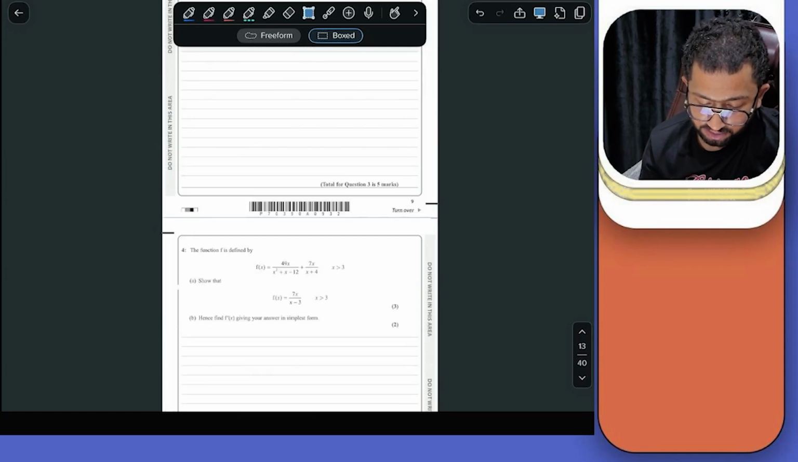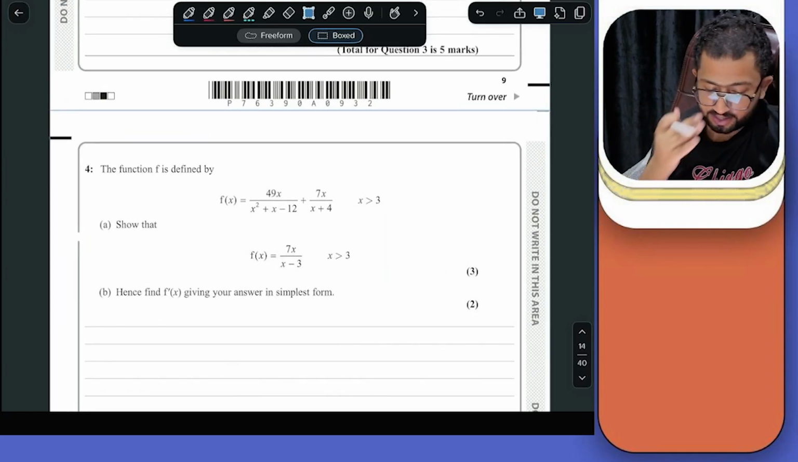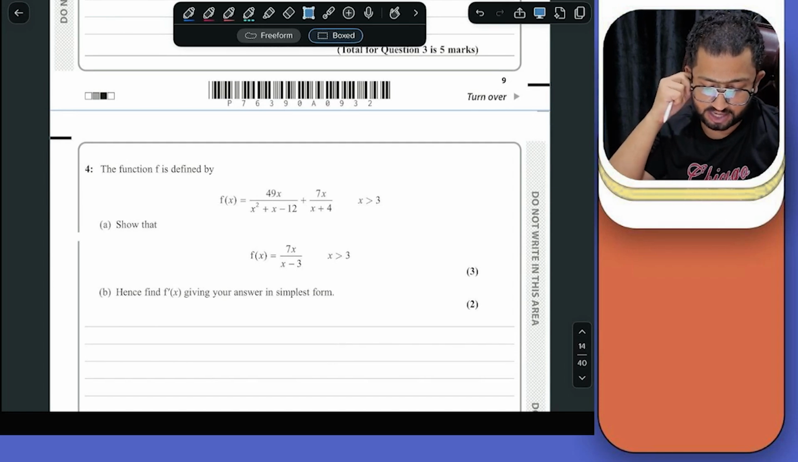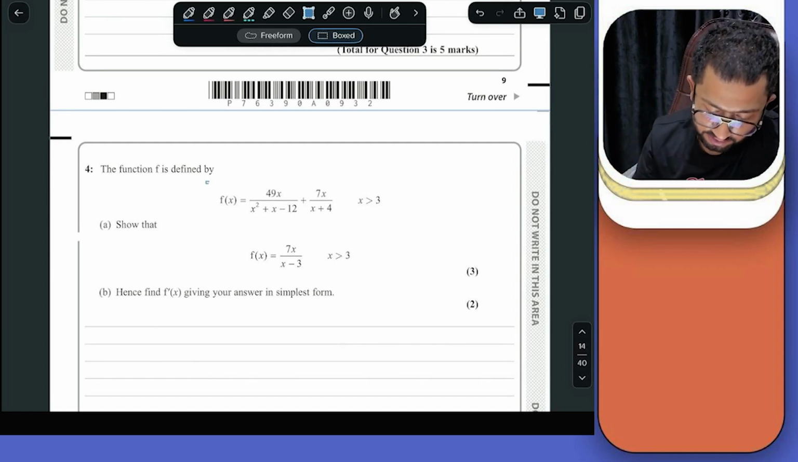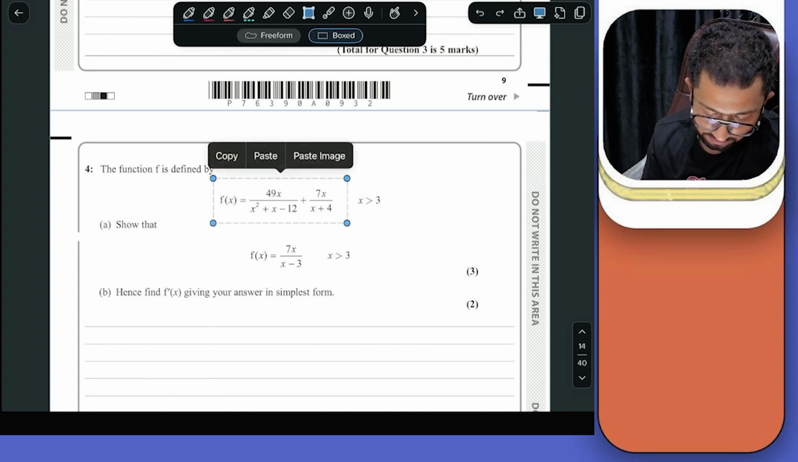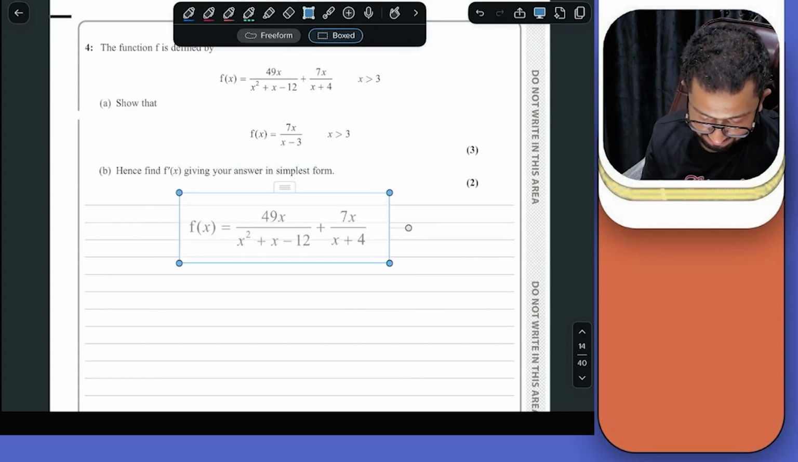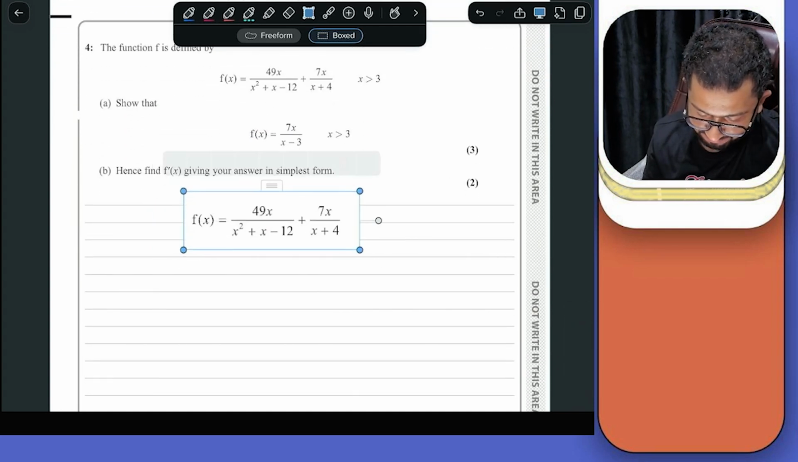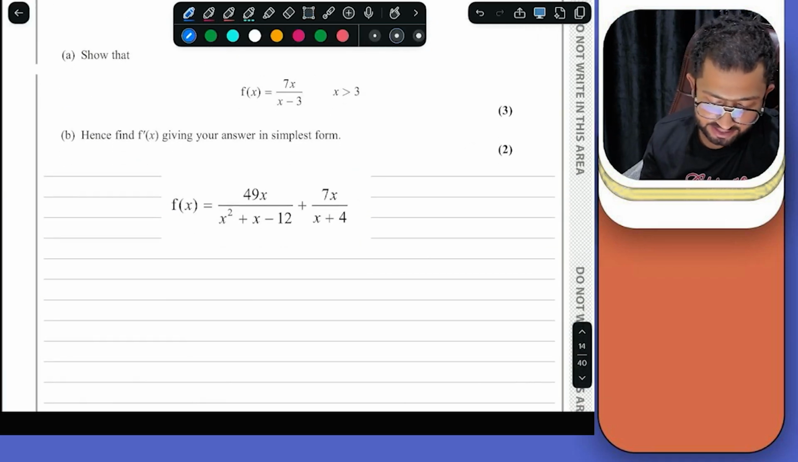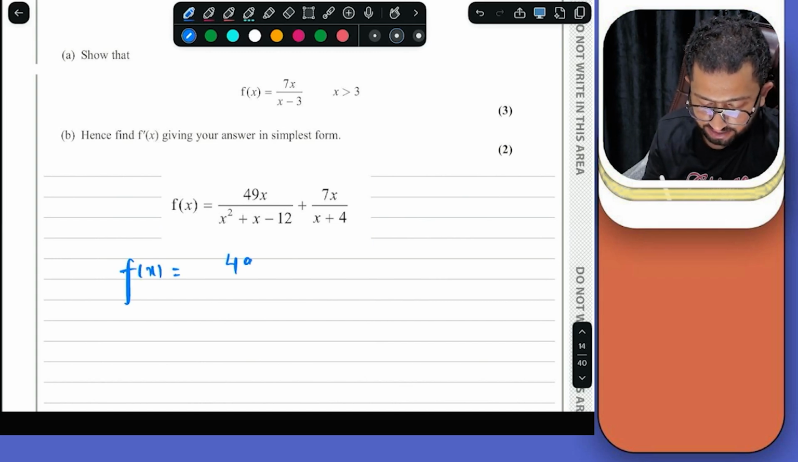All right, so let's talk about question number 4. In this question, the function f is defined by... Show that. Everyone knows in the first chapter we have already learned this idea. What I have to do? Do not try to take LCM. Remember, just factorize the denominator term.